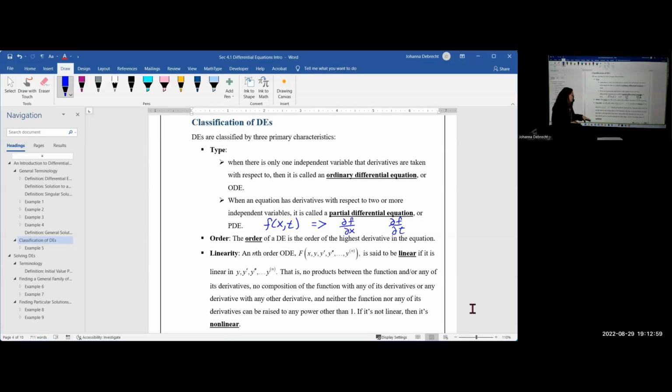And the last one is that the function y and its derivatives cannot be raised to any power other than the first power. So I can't have y squared. If I have y squared, it's not linear. Something that's linear is raised to the first power. And that applies to the derivatives as well. So y prime has to be to the first power. Y double prime has to be to the first power. And we saw that in the example that we did previously.